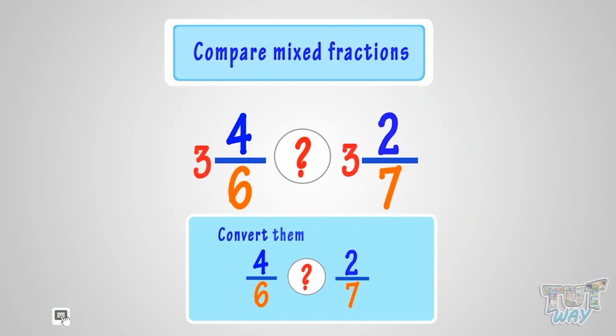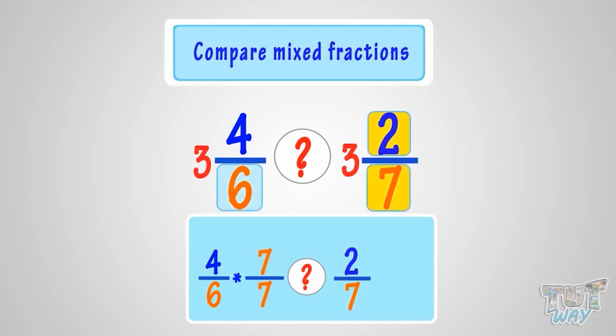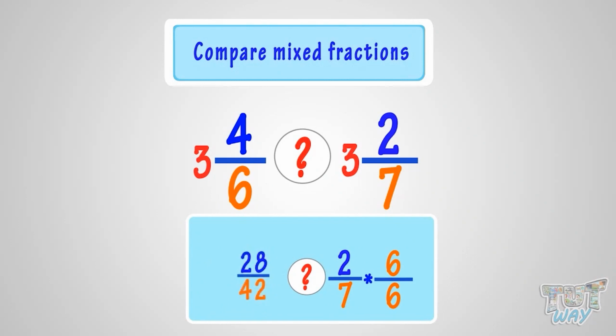That is, first convert them to like fractions by multiplying both the numerator and denominator of each fraction with the denominator of the other fraction. So we will multiply 4 by 6 with 7 by 7 and 2 by 7 with 6 by 6. By multiplying, we get 28 by 42 and 12 by 42.